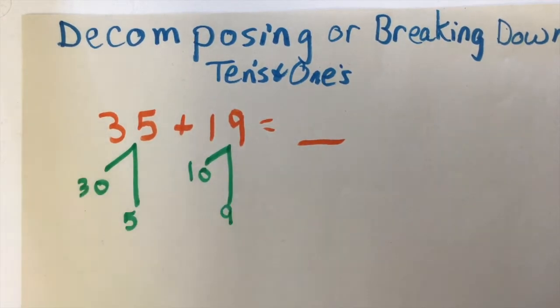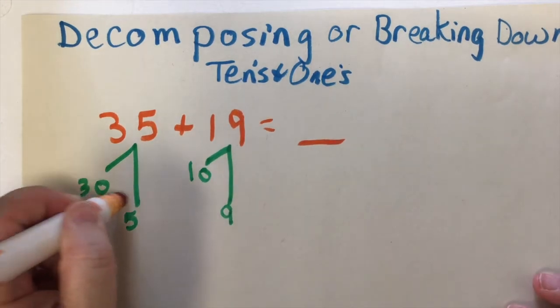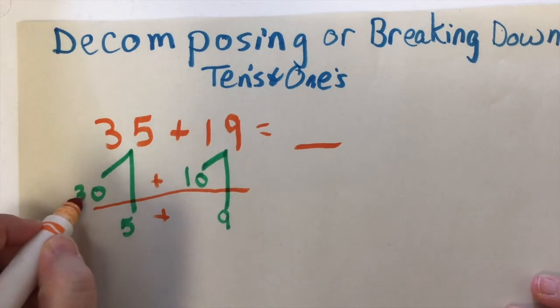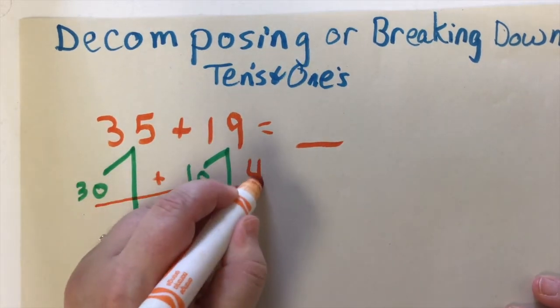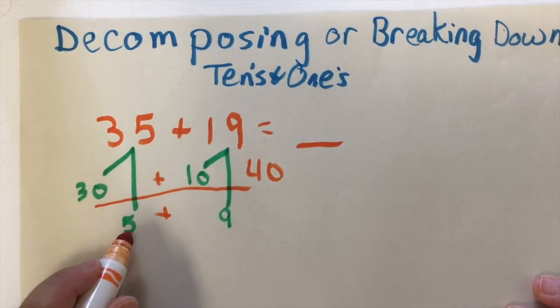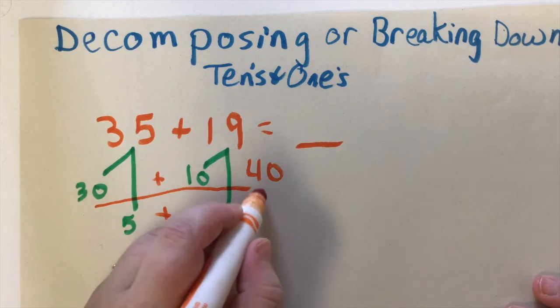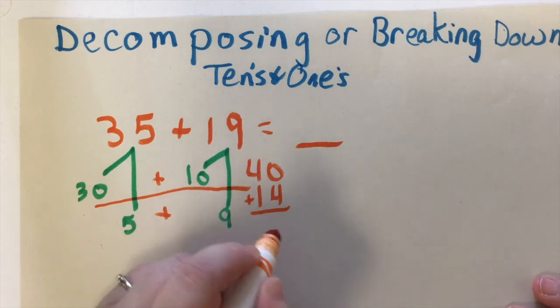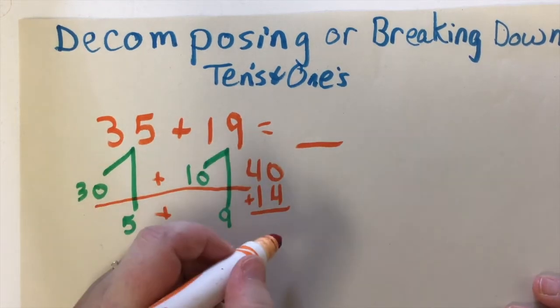But now look at what I've done here. I just made life easier on myself. 30 plus 10 makes 40. 5 plus 9 gives us 14. This is a lot more of a friendly number to add than 35 plus 19, okay?